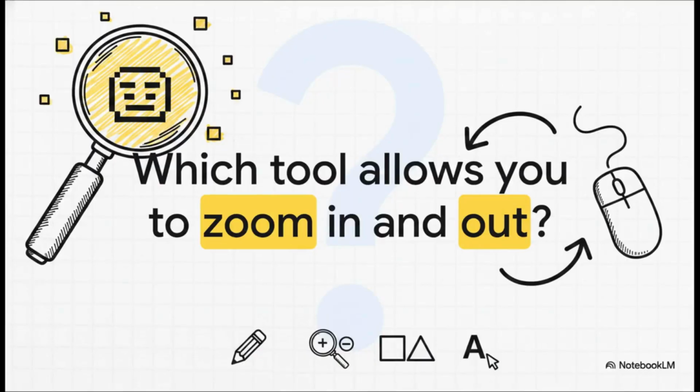Question 1. Imagine you're working on a highly detailed drawing, and you need to look really, really closely at a tiny detail to fix a pixel. Which of these tools allows you to zoom in and out? Is it A, the pencil tool, B, the magnifier tool, C, the shapes tool, or D, the text tool?